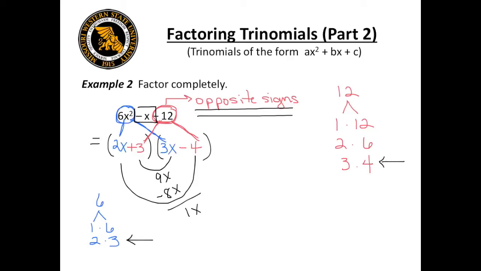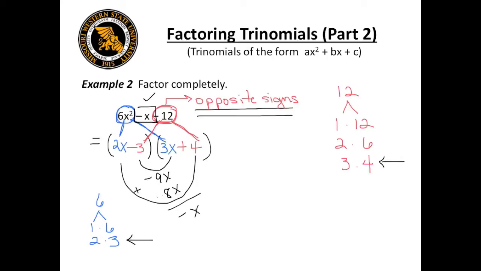So let's erase again and place the minus with the 3 and the plus with the 4. How does that change our inner and outer products? Well, our inner product is now a negative 9x, and our outer product is now a positive 8x, and if we add these two terms, we get the negative x that we needed.